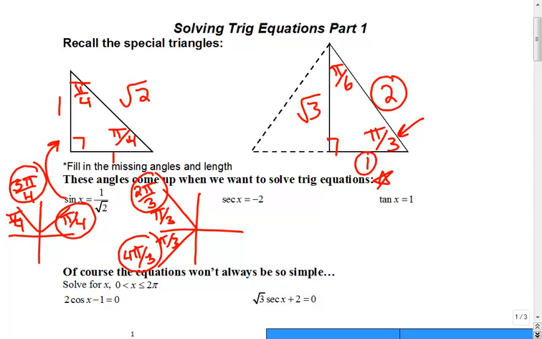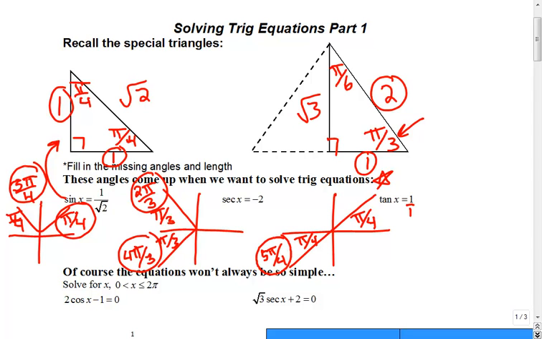So the last one, for tangent to be equal to 1, that means I need a 1 divided by 1, right? Or this triangle here, opposite over adjacent. So for tangent to be positive, it's going to be in this quadrant or this quadrant. The reference angle was pi over 4. So that puts me at 5 pi over 4 and pi over 4.